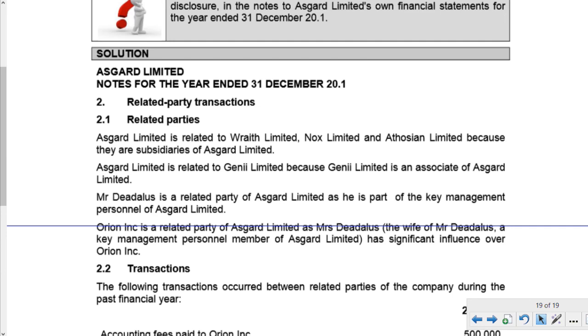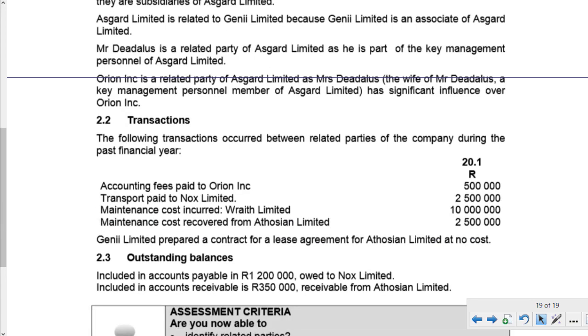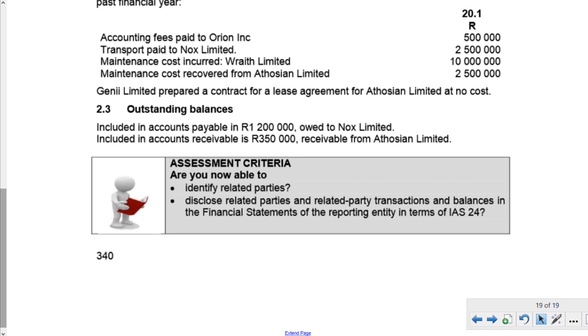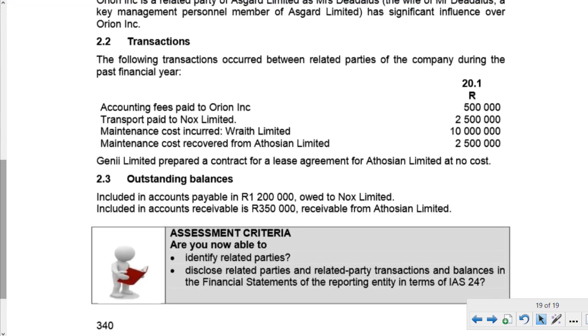So we're going broad, right? Those are all the companies that we have that are related to us. We have transactions with them. So the ultimate aim is to disclose the transactions. In the beginning, they're just disclosing the reason why they're related, and then here are the transactions. It says, in the past financial year, the following transactions occurred between related parties. We paid accounting fees to Orion. We paid transport to Knox. We paid maintenance to Wraith. We recovered maintenance from Thessonian. Genii prepared a contract for a lease agreement at no cost.